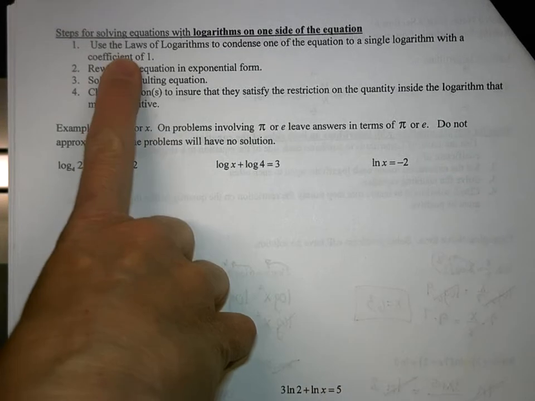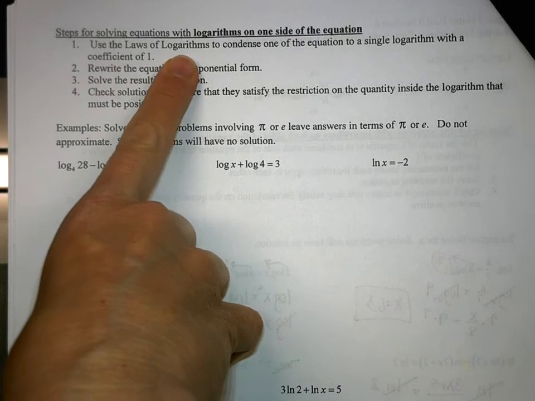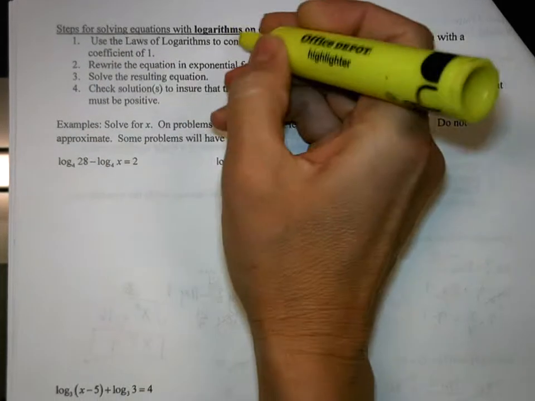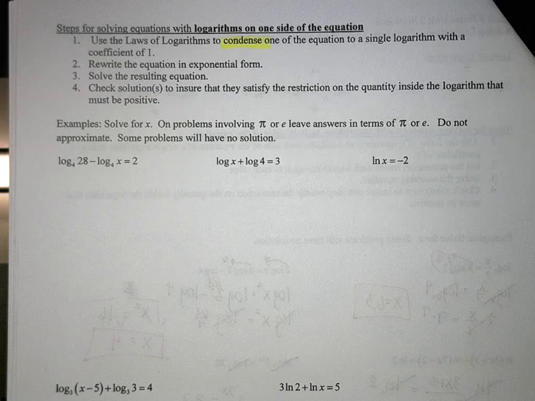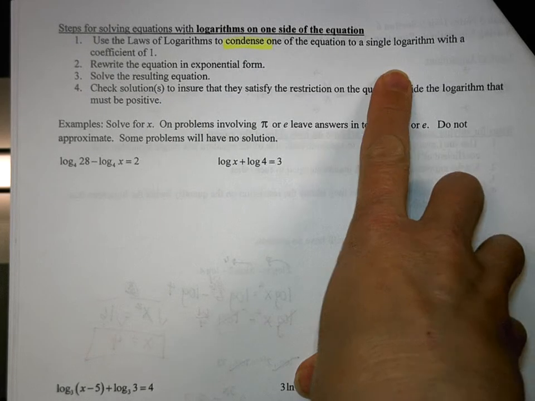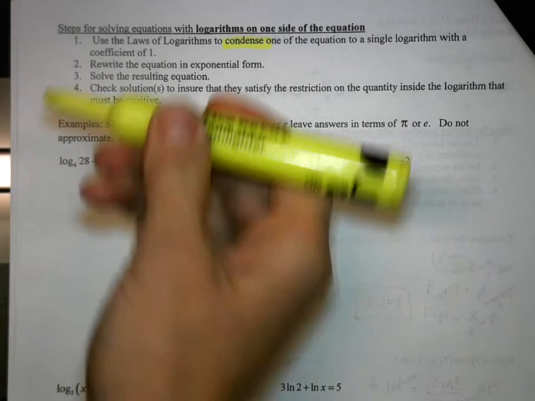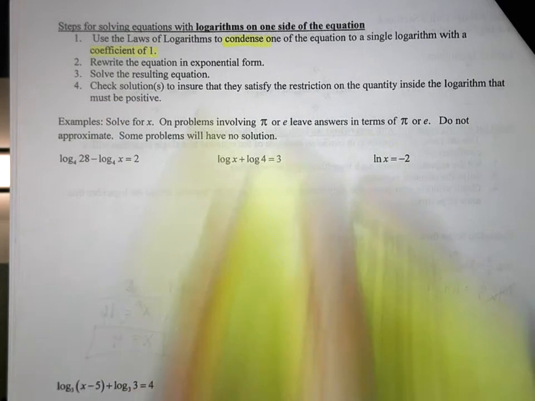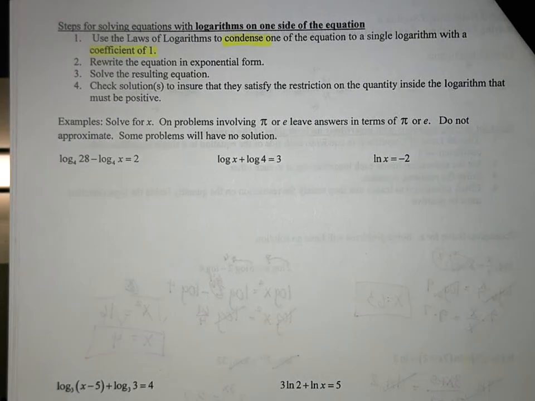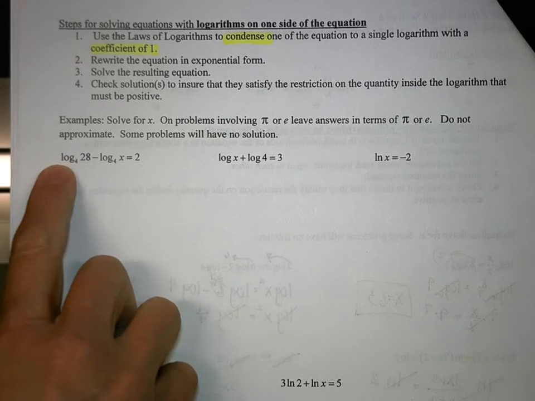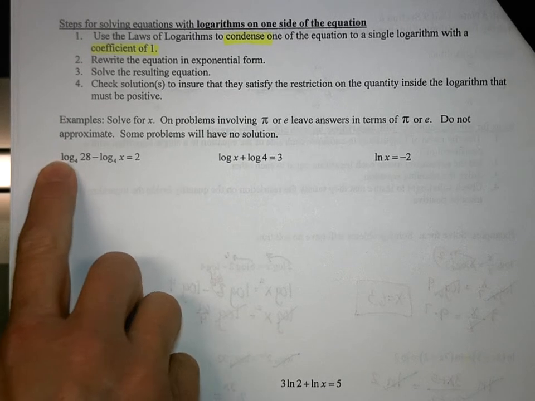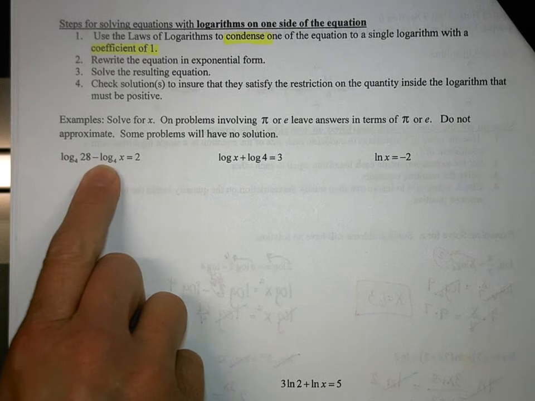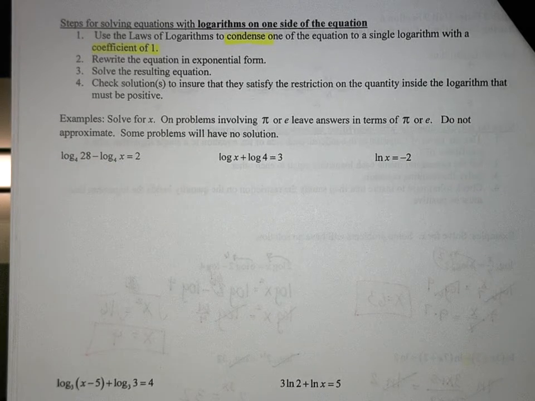So your first step is to always use your laws of logarithms in order to condense the equations to a single logarithm with a coefficient of 1. What is a coefficient? What does that mean? Coefficient is your number in front. So right now this logarithm has a coefficient of 1. This one also has a coefficient of 1. So remember, we always have to make them a single logarithm with a coefficient of 1.